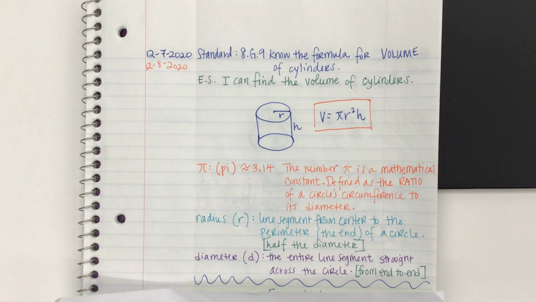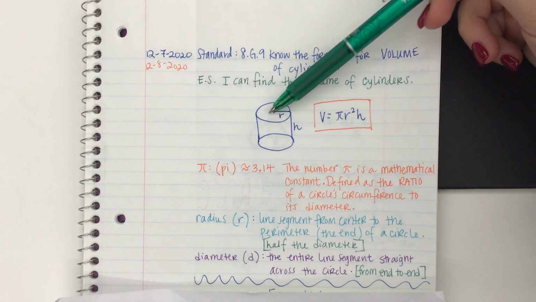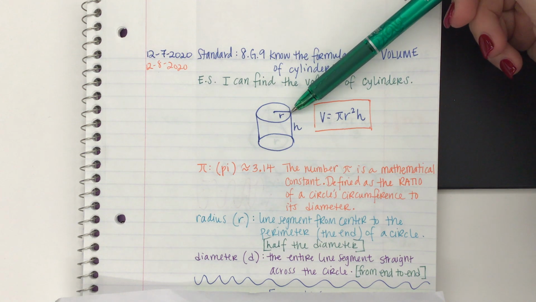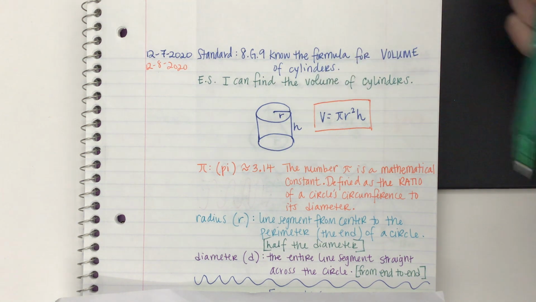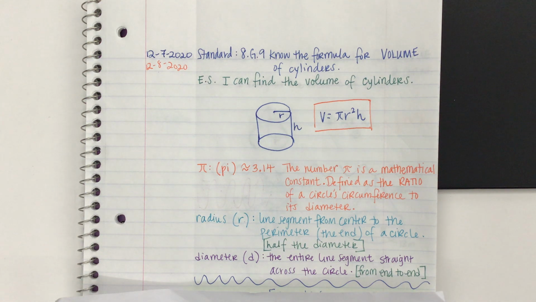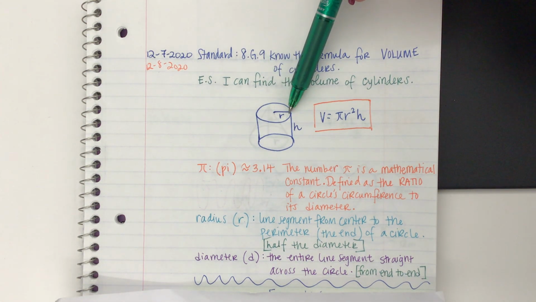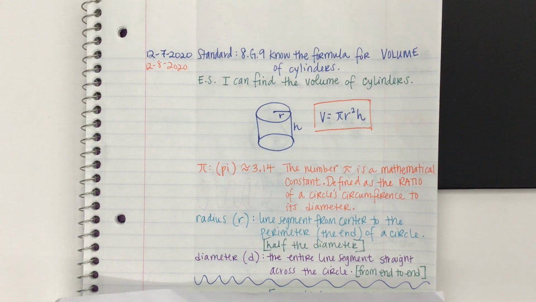Also, anytime you see a circle, you will have a radius or a diameter that is shown. The radius is a line segment from the center to the perimeter of a circle. If you notice right here, you start at the center and then you go to the edge of the circle. That's the radius, okay? The radius is also half of the diameter, making the diameter the entire line segment straight across the circle. So the diameter would be from this end to this end. It would be the entire line segment. So that's the diameter. These three things you will always be using when you are dealing with any shape that has a circle in it.